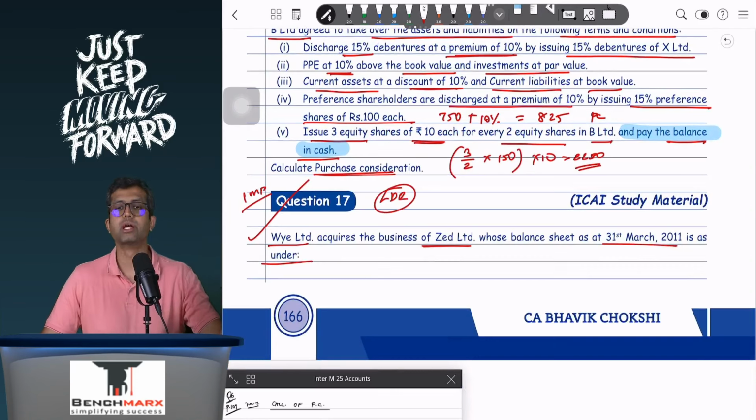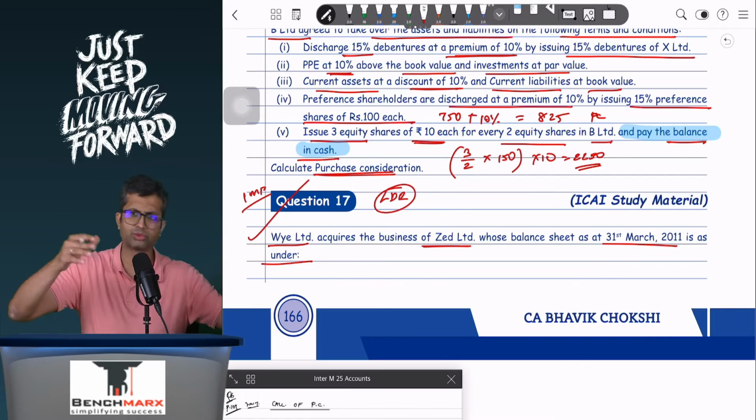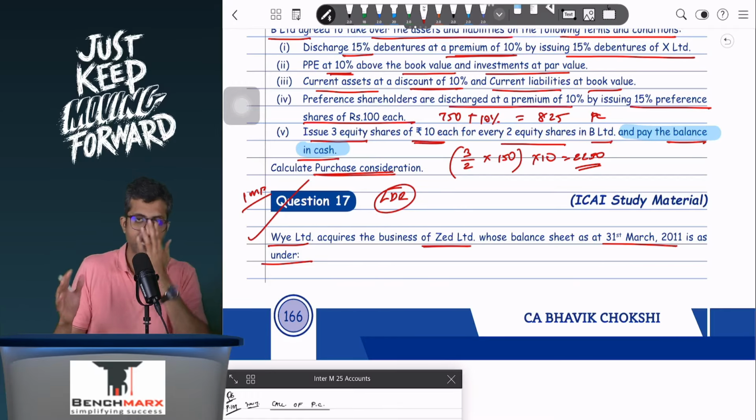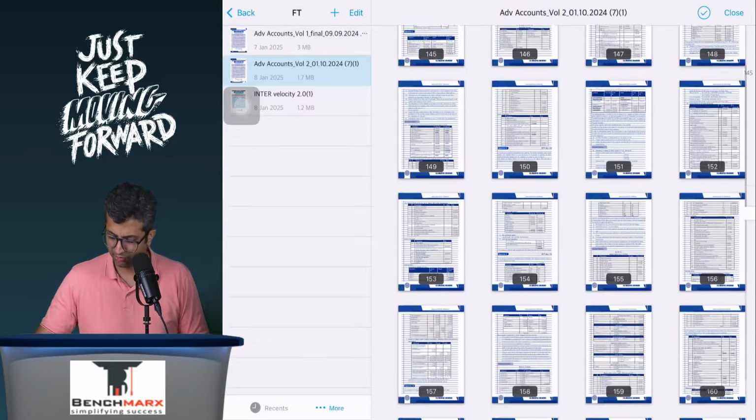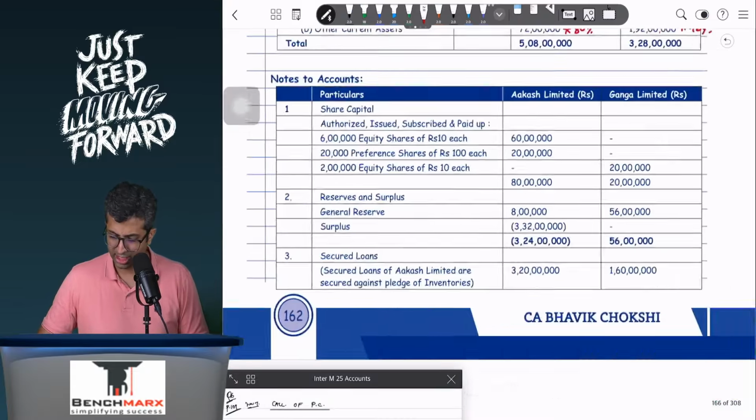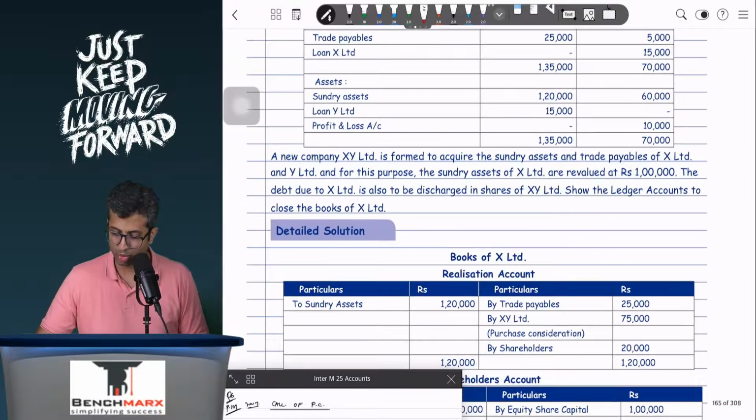It has preference shares, it has realization expense, it has liabilities not taken over, it has cash which is not taken over, expenses which are 12,500, then 10,000, a lot of adjustments. So for selling companies, this is one of the good questions, and hence at the beginning as well, if you are marking your last day revision questions, ensure that you also include this question.